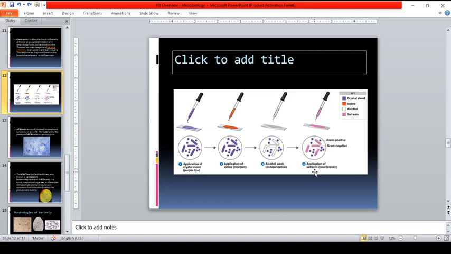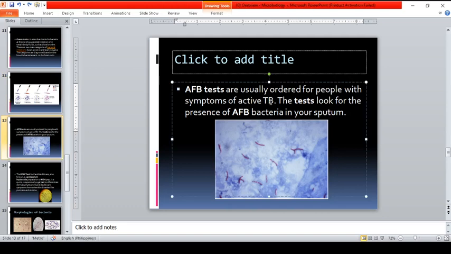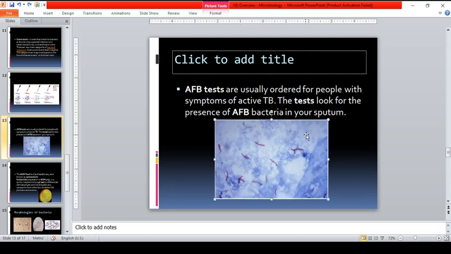Kaya nagiging red or pink yung bacteria na gram-negative. Okay? So, alalahanin yun. So, another test, that is the acid-fast bacilli test. These are usually ordered for people with symptoms of active tuberculosis. The test looks for the presence of AFB bacteria in the sputum.